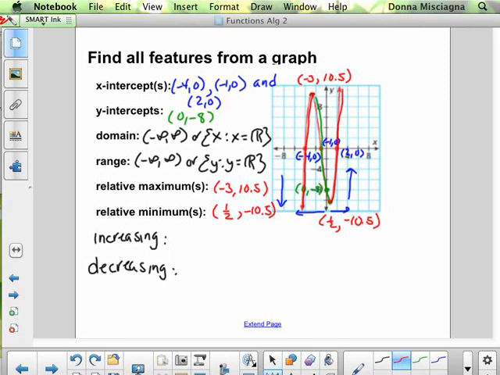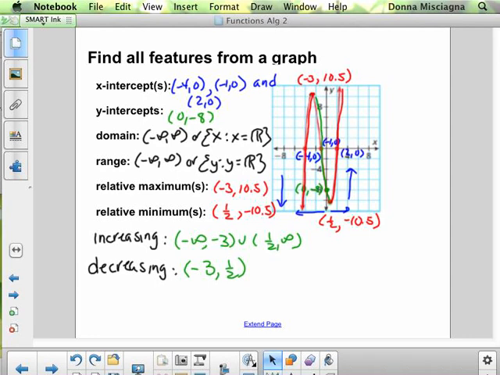So our graph is increasing from, let's see, what color am I going to write in? I wrote in every color, I guess green. We're going to increase from -infinity to -3, and then again from 1/2 to infinity. And then we're just decreasing in between there. So we're decreasing from -3 to 1/2. And that's where we are decreasing. And there we go.